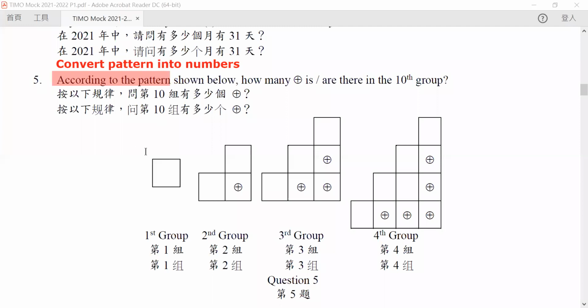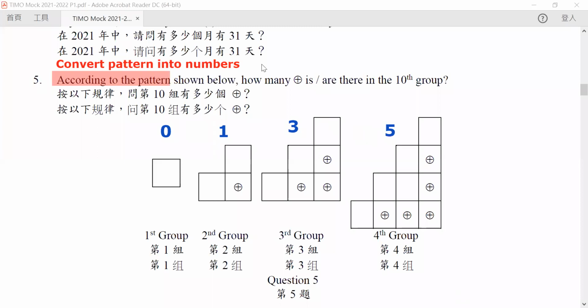In our first group, do you see any cross within our circle? No. So we will assign a 0 for this group. For our second group, we see one of them, so assign 1 in here. Our third group will be a 3, because we see 3 symbols. And for our fourth group, you will see a 5 here. So, disregarding the first symbol.